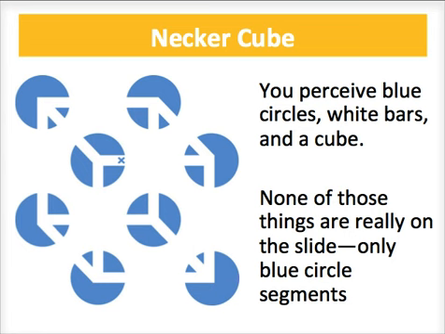The only thing that's there are blue circle segments. However, we perceive the blue segments as a gestalt, as a whole circle, and we use those segments to perceive the bars that make up the cube. The cube exists only in your mind. It's a gestalt.